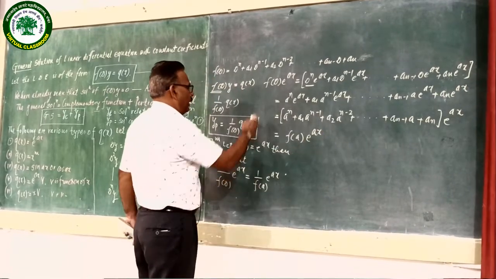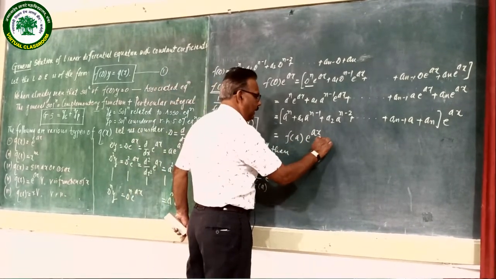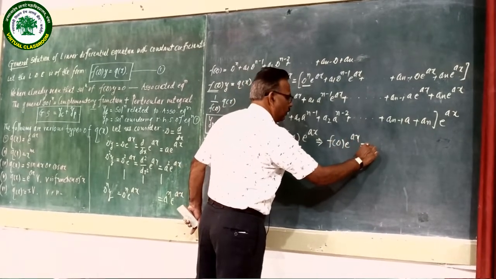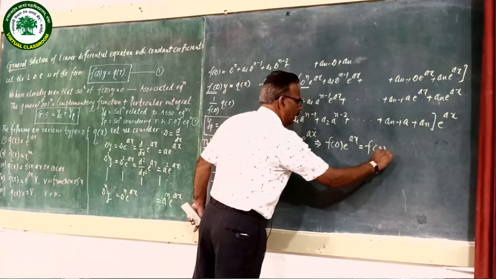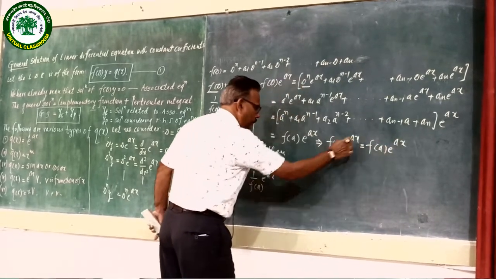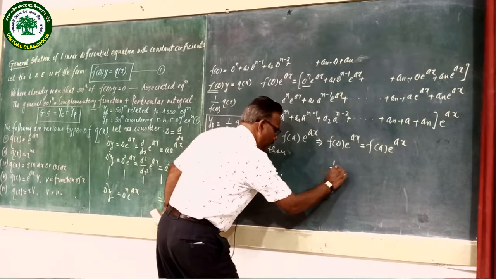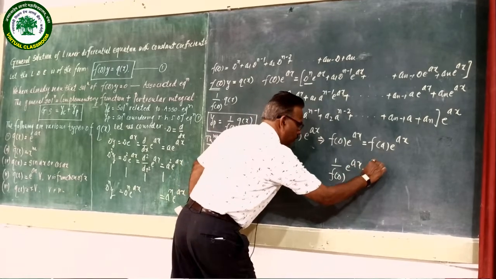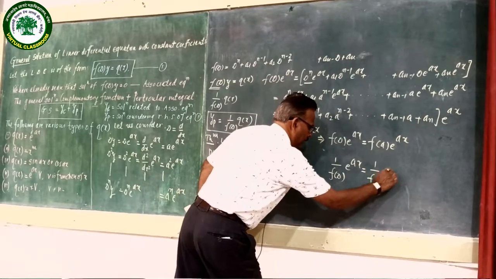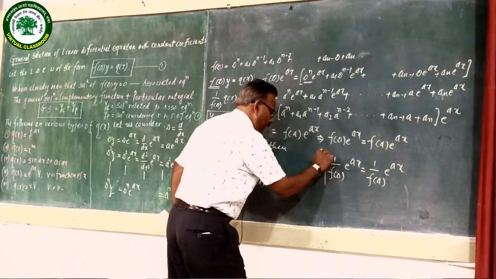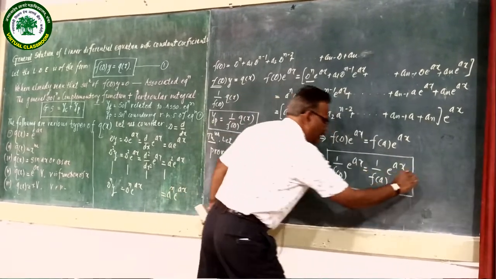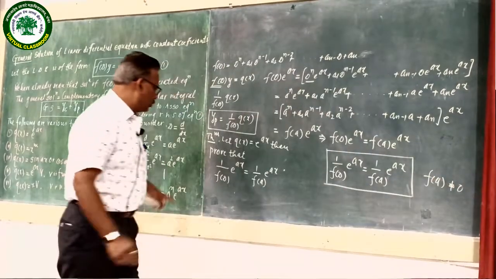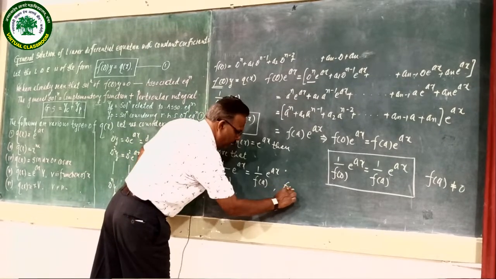Therefore the left hand side is already known, this implies that f of D e raised to x is equal to f of a into e raised to x, and on simplification, dividing by f of D, 1 over f of D e raised to x is equal to 1 over f of a e raised to x. But a very important thing is that this f of a should not be equal to 0. Therefore, you should write here f of a not equal to 0.